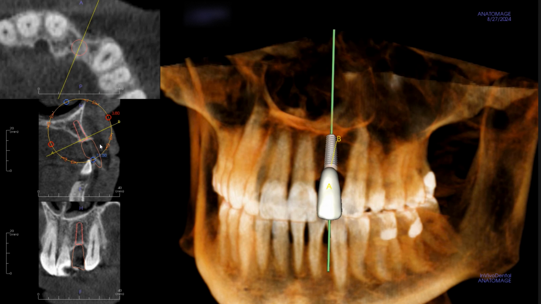What that's going to do in the long run is increase the chance that if you have any recession in this area, you end up having a rather unfavorable food trap or plaque trap. So we like to have more gentle slopes here for emergence profiles where possible. This particular case doesn't lend itself to that. Now, if we took the implant and we moved it, say, here, then we would have a more gentle slope, more natural, and one that fosters longevity of the hard and soft tissues in that area.